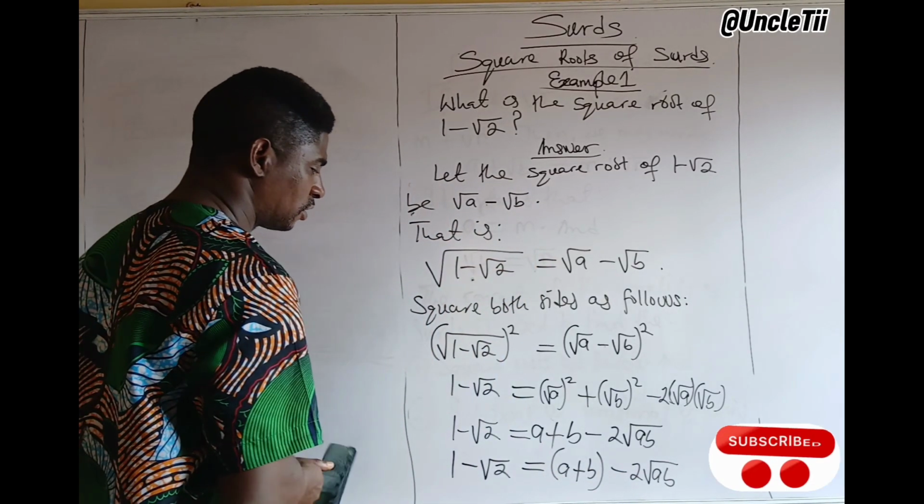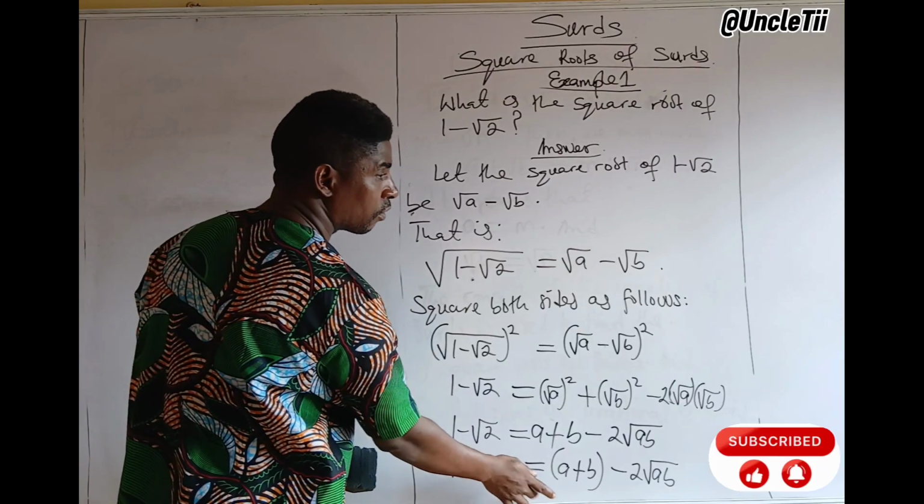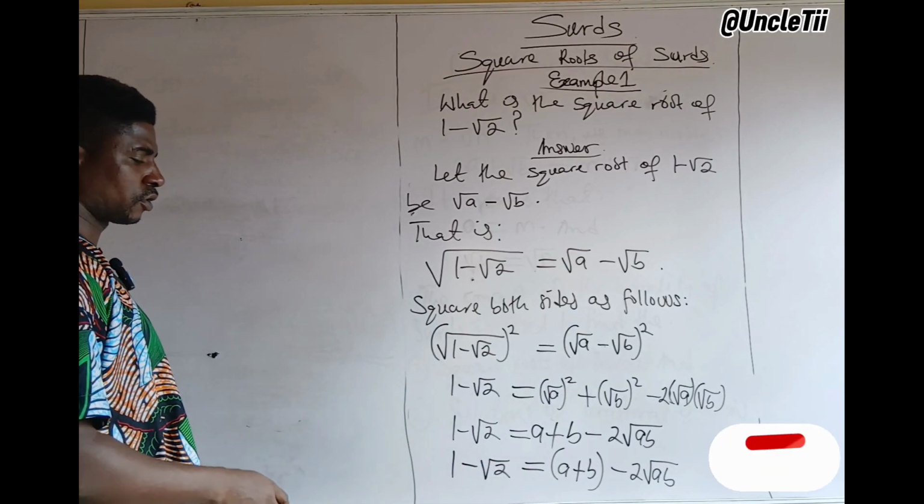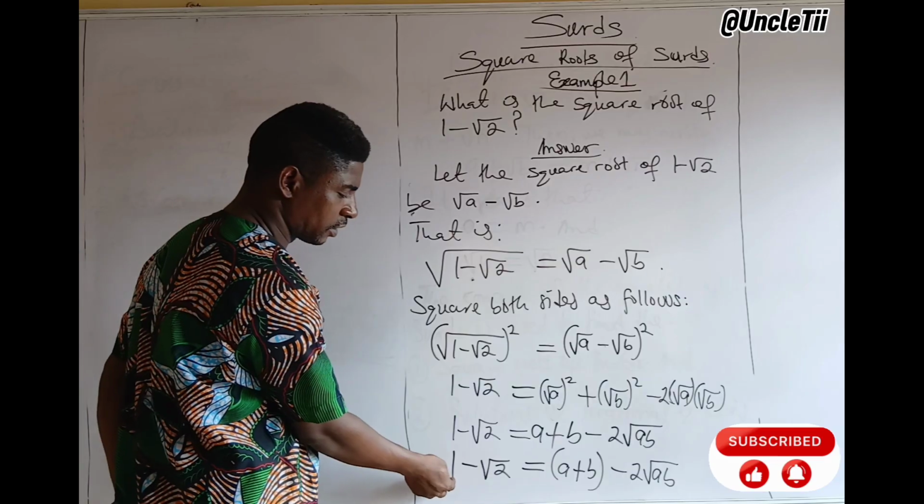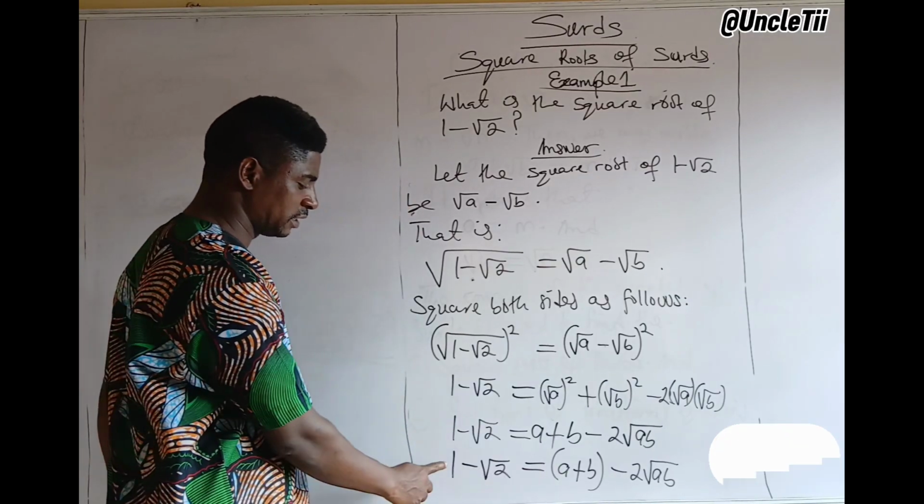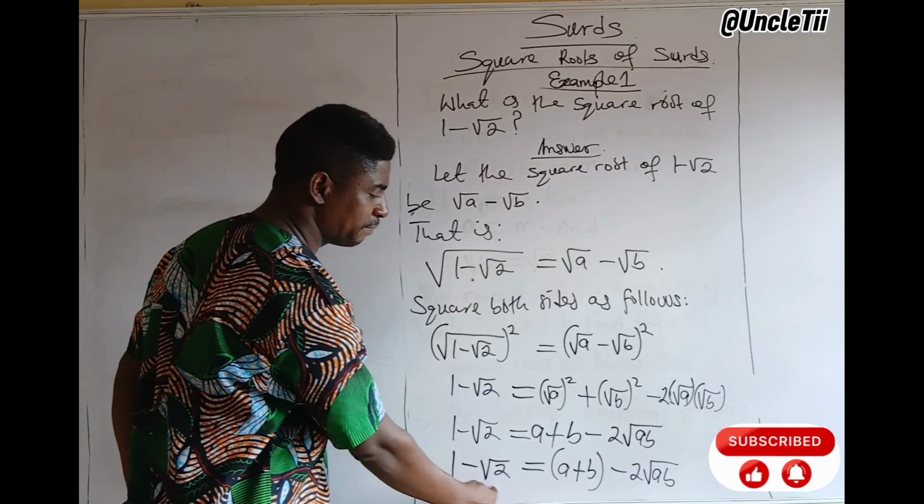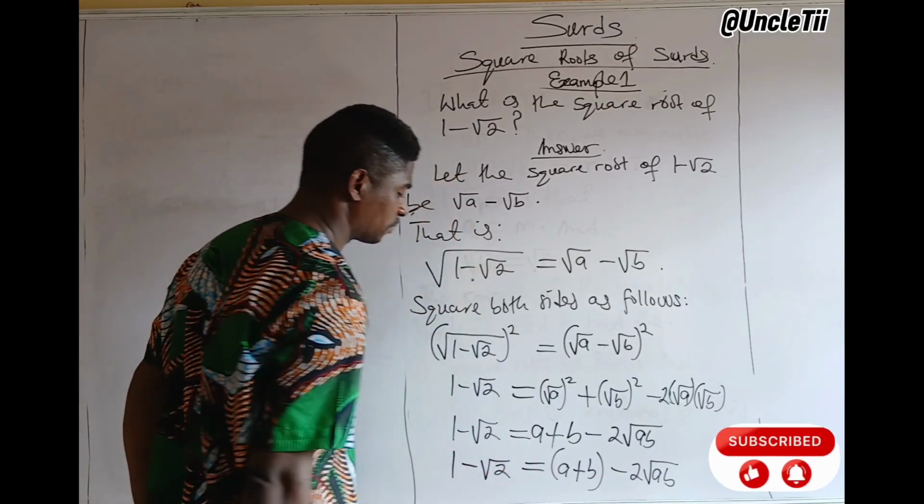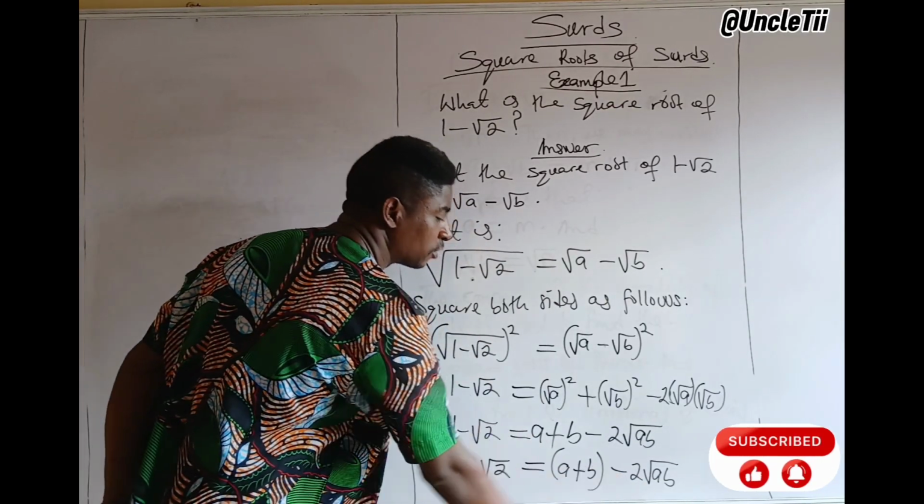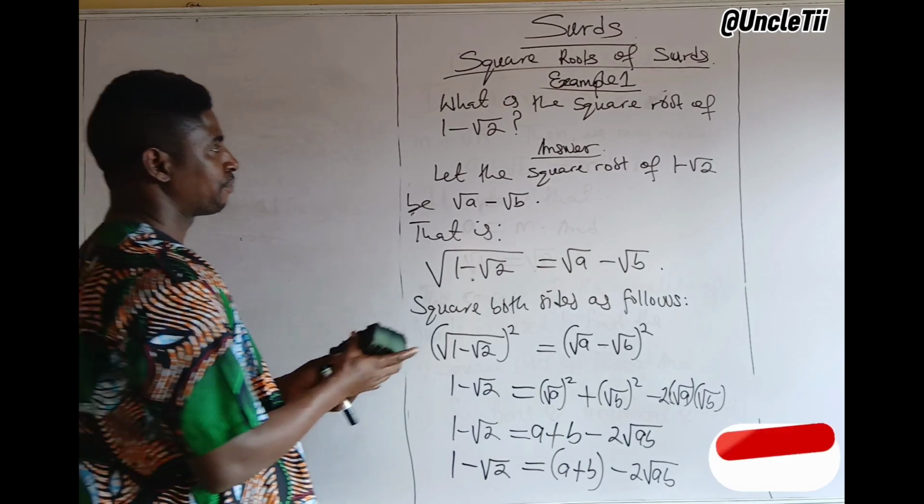This is where the concept of equality of surds comes in. This is the constant. So it means that 1 is equal to A plus B. Then minus root 2 will be equal to minus 2 root AB.